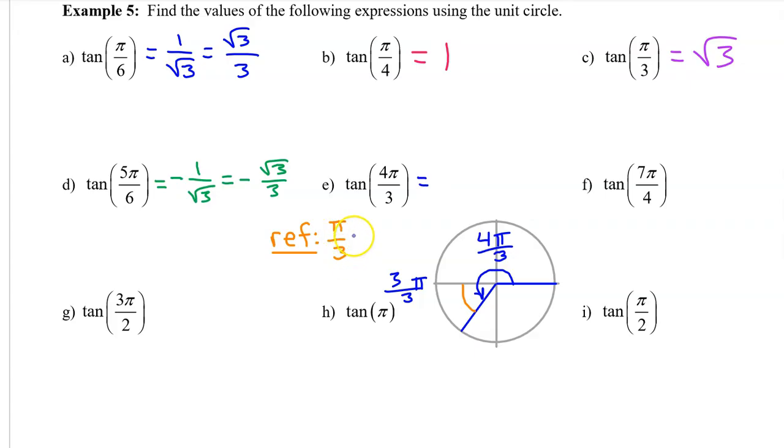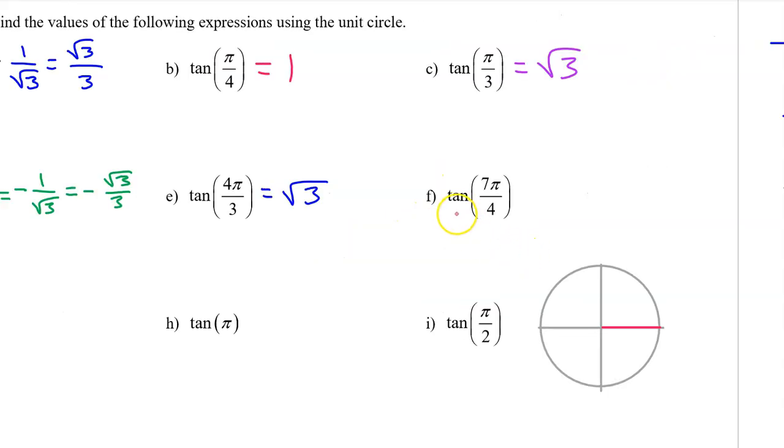That means the tangent of 4 pi over 3 will be equivalent to the tangent of pi over 3, except it might be positive or it might be negative. The tangent of pi over 3 is radical 3. So the answer will either be radical 3 or negative radical 3. In quadrant 3, the slope is positive. Therefore, the tangent is positive.